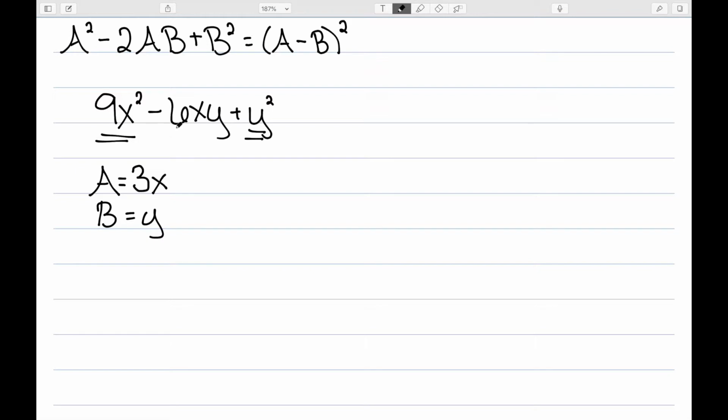And then my middle term needs to be 3x times y times 2. That would give me 6xy, and I need it to be a minus. So minus 2 times 3x times y is minus 6xy. So that tells us it's of this form. And we can factor it into 3x minus y squared.